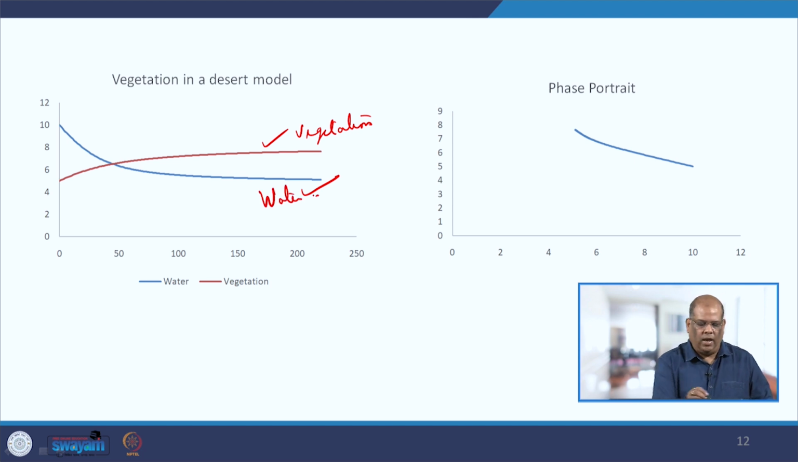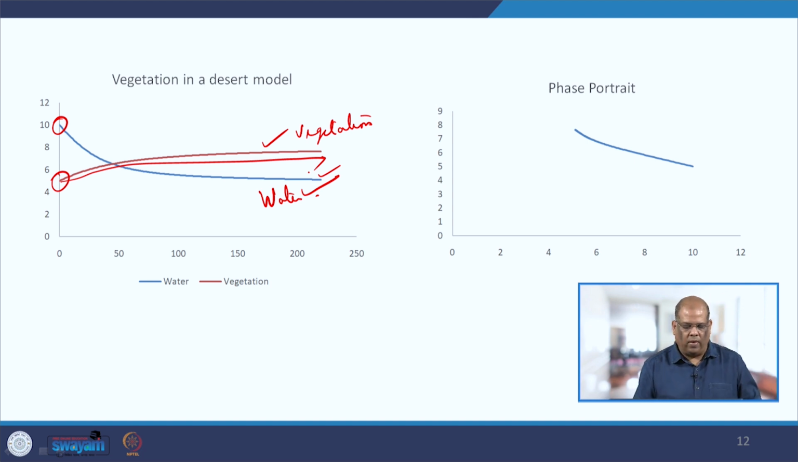What you see is that initially the water has a high level, but as it is used by the vegetation, it goes down, but reaches a steady value. And initially when the vegetation was not getting much water, it was at a lower level, but once it starts getting water, it grows and comes to some steady value, which is sort of expected in a desert.